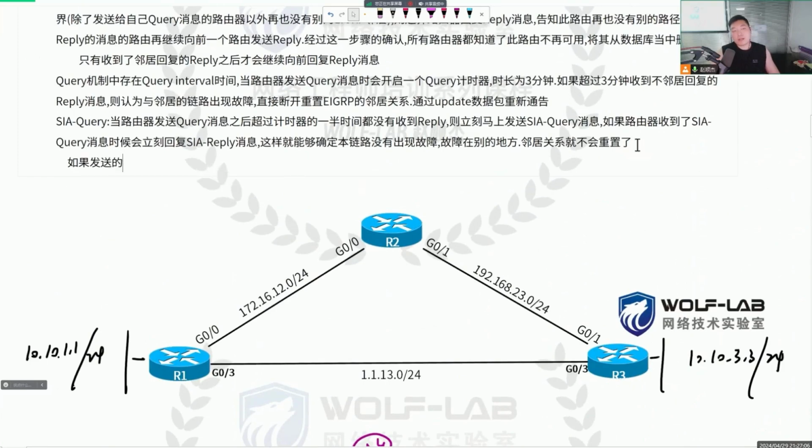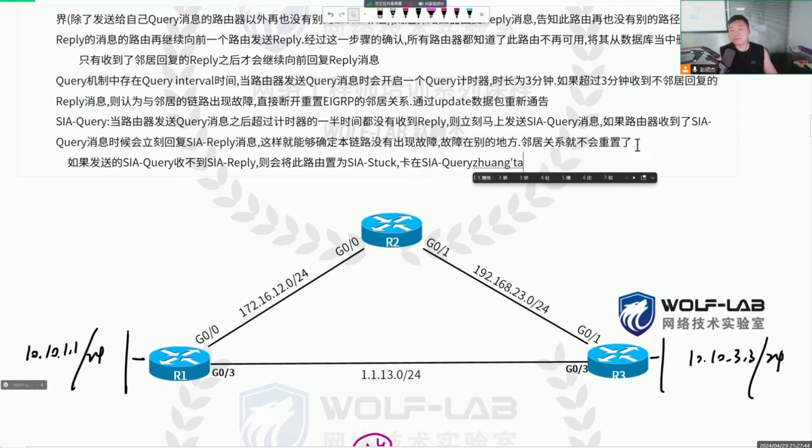will be set to the SIA stuck state, stuck in the SIA query state. It is stuck in the SIA query state. In this state, after the timer exceeds, if we still can't receive the reply, then we reset the neighbor relationship. So students, like this, through SIA query and reply messages, we can locate the point of failure. This can ensure some neighbor relationships will not be reset, and will not cause significant fluctuations in the network. Classmates, so this is SIA query.